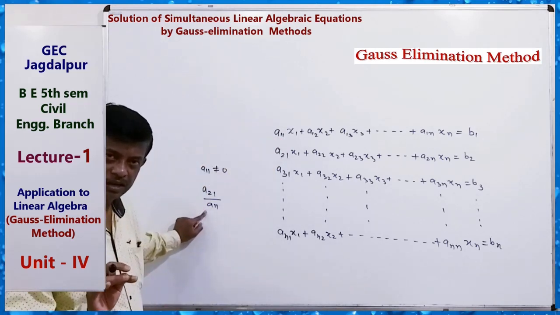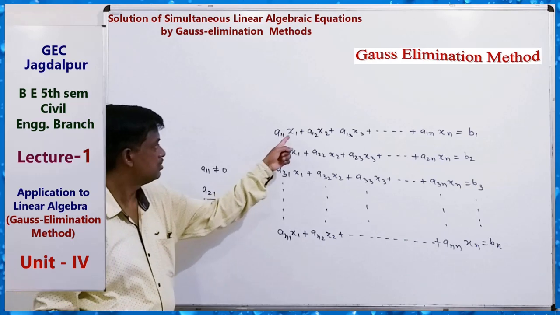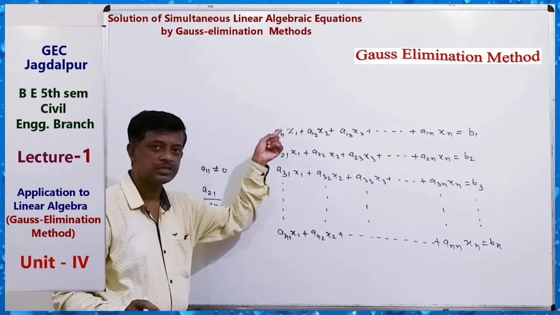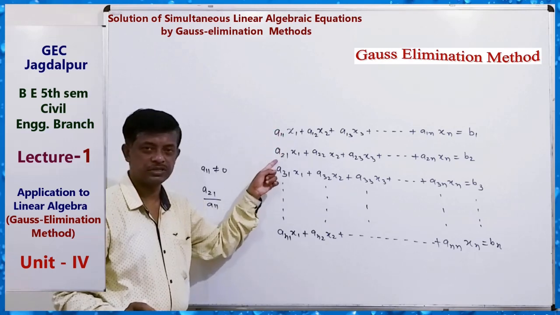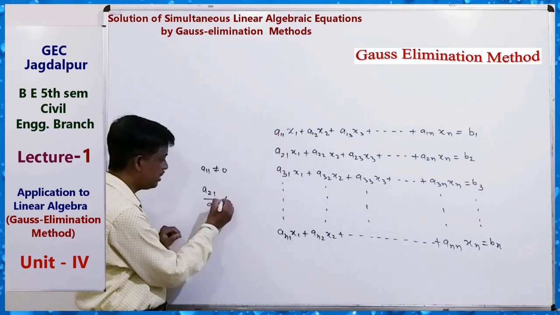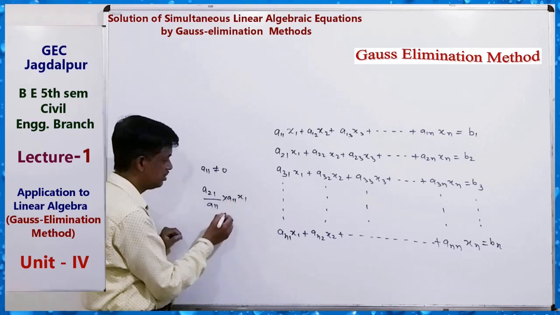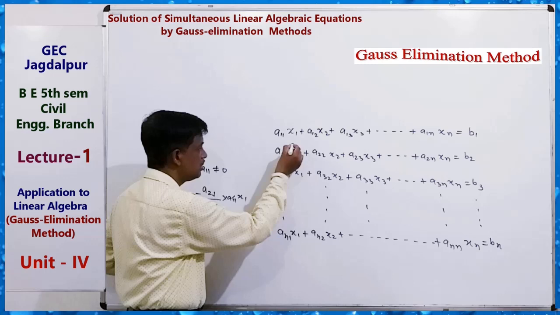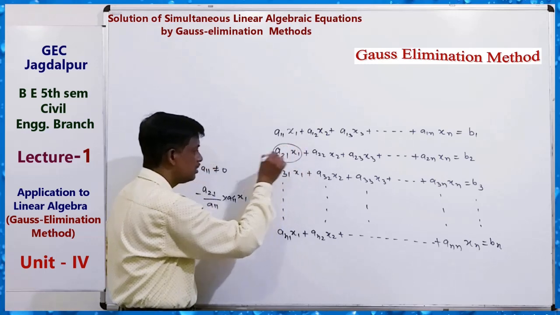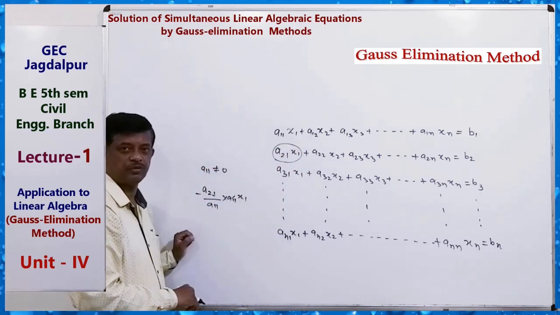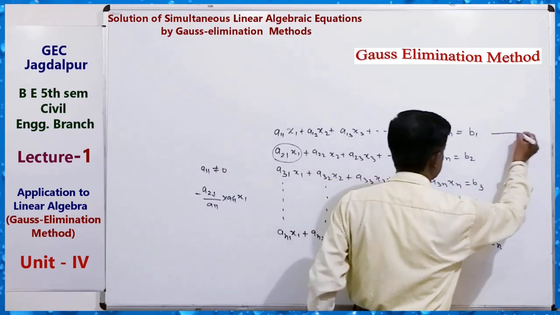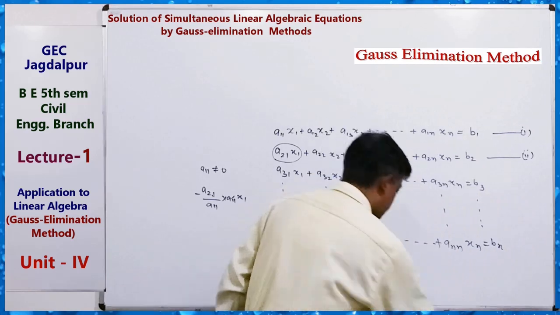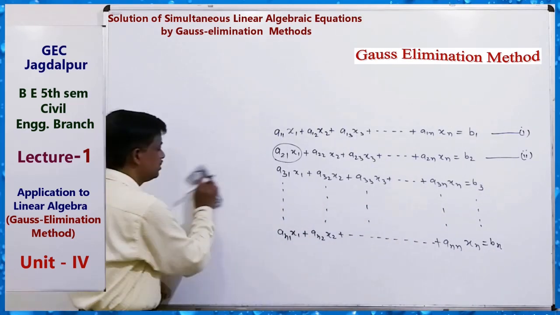A11 cancels, A21 is there, and we subtract this equation from this equation. Then what will remain? A11 x1, so this cancels, A21 x1. This is subtracted from this, so this can be eliminated by doing what? If this is the first equation and this is the second equation, we apply what operation?